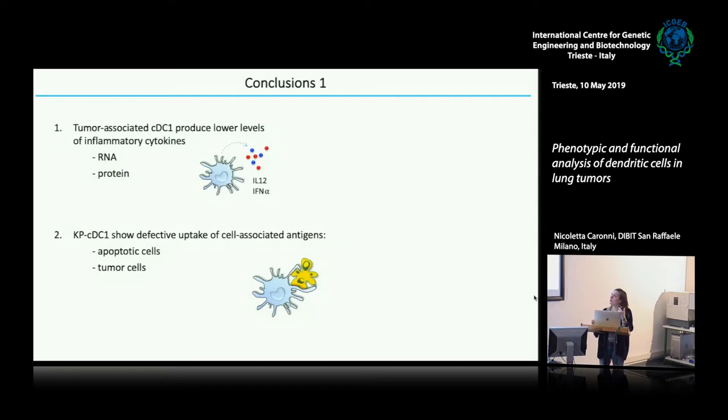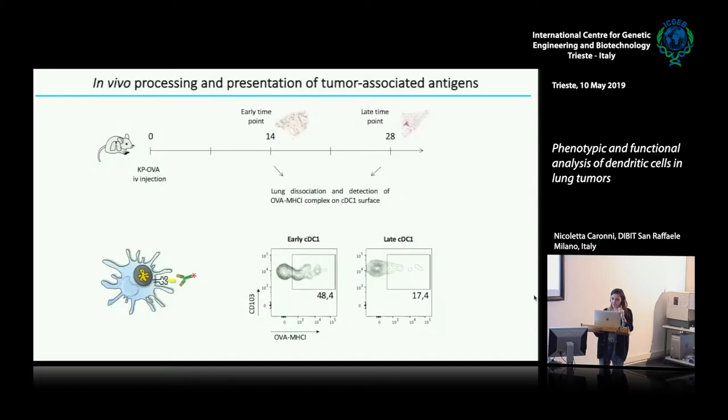So for the first part, we identified a defect in the production of inflammatory cytokines, and we also assessed that there is a defect in the ability to uptake cell-associated antigens. We demonstrated it both with a model, apoptotic cells, but also with tumor cells.